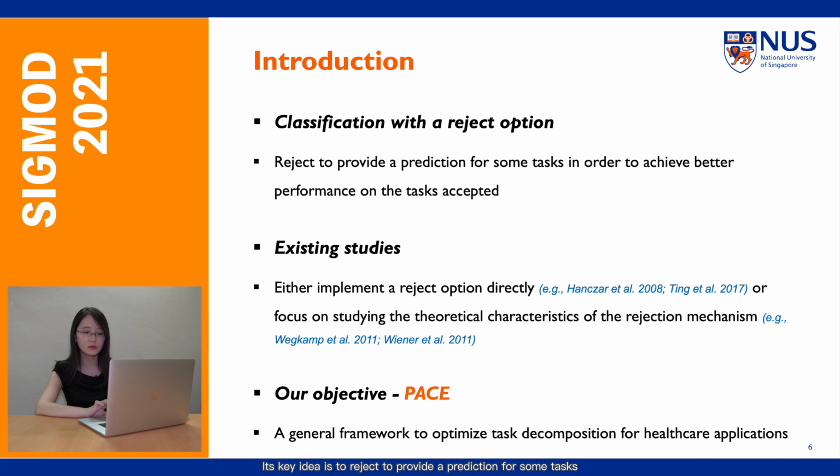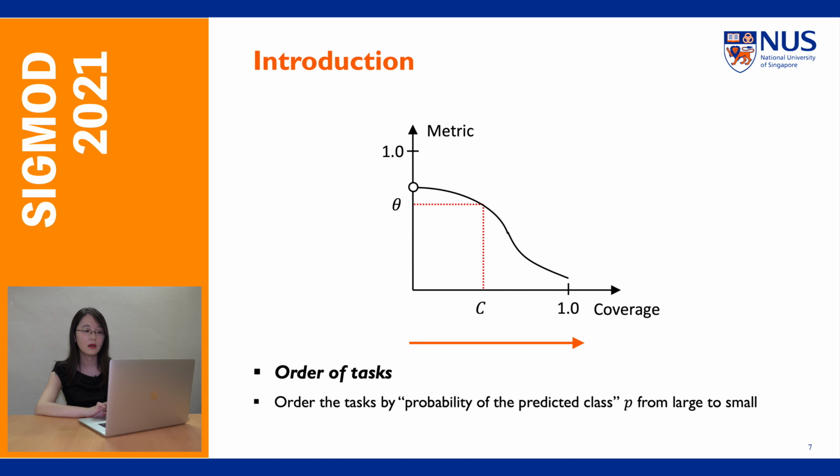Its key idea is to reject to provide a prediction for some tasks in order to achieve better performance on the tasks accepted. Among the existing studies in this area, some implement a reject option directly, others focus on studying the theoretical characteristics of the rejection mechanism. Different from them, our objective is to propose a general framework, PACE, which is able to optimize task decomposition for healthcare applications. To illustrate the performance clearly, we adopt a metric coverage plot like this.